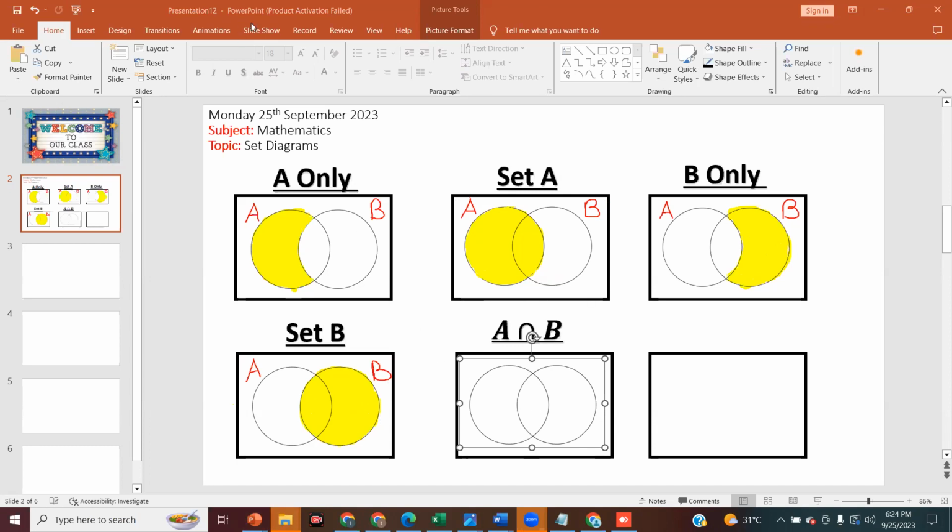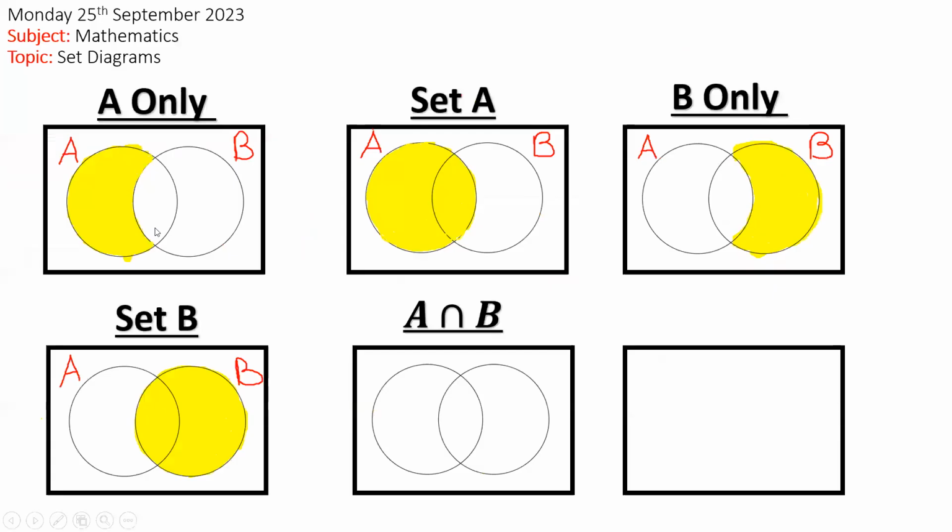If I want the intersection of A and B, what do you think I'm going to shade? Just the intersection or the middle part? Just the middle part. That's very good. So this is A and this is B. The intersection is going to be the middle portion, so just this part is what we're going to shade in.